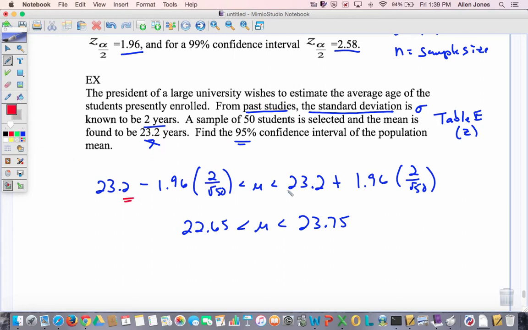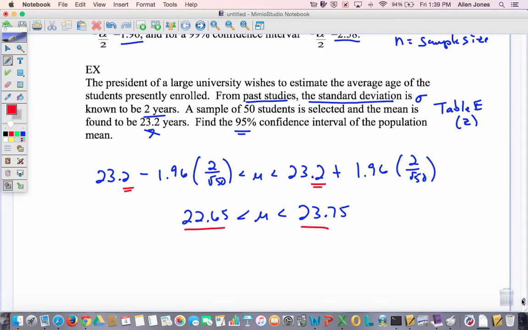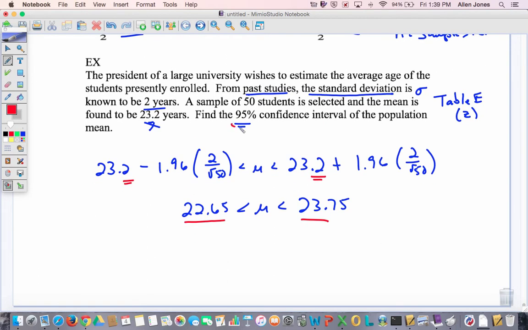Typically, we'd like to go one more place value than the given data here. Notice our sample mean was to the nearest tenth, so we'll go to the nearest hundredth with these calculations. Now, just for a minute, I'm going to backtrack and show how we use the curve to come up with a z-score for 95%.